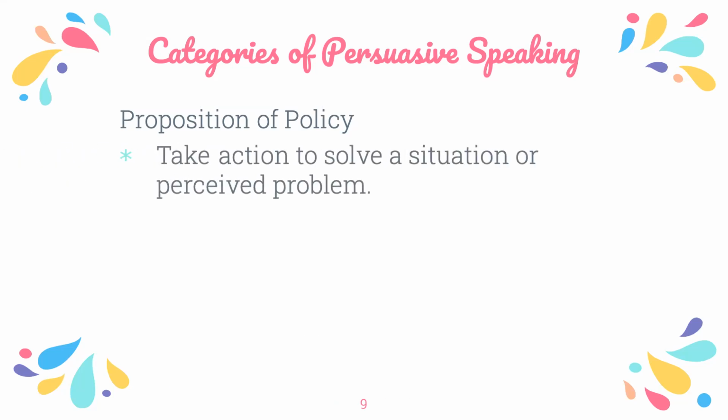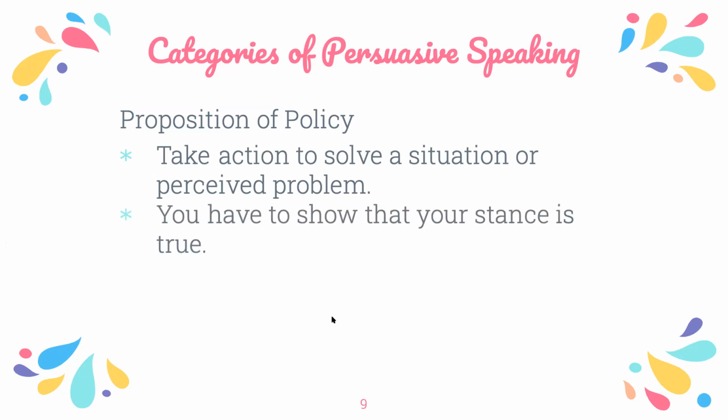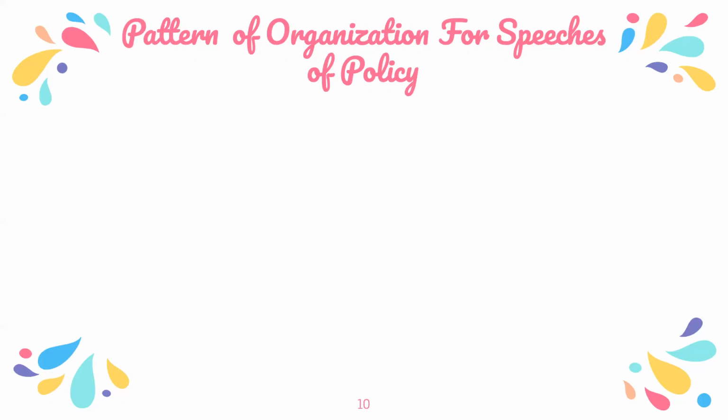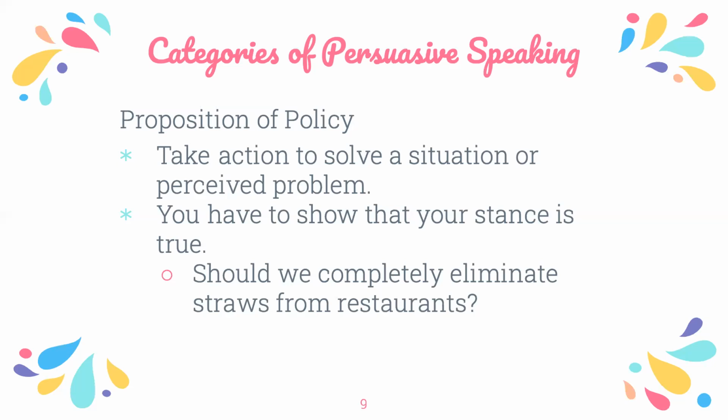So with a proposition of policy, basically, you are persuading the audience to take an action to solve a problem. And you have to show that your solution or your stance on that problem is true. So for example, one of the problems that we have seen in the past few years is the usage of straws, and how straws definitely do cause a lot of problems to marine animals, to the health of our oceans, and pollution and all of that. So that's a big problem that we're dealing with, right?